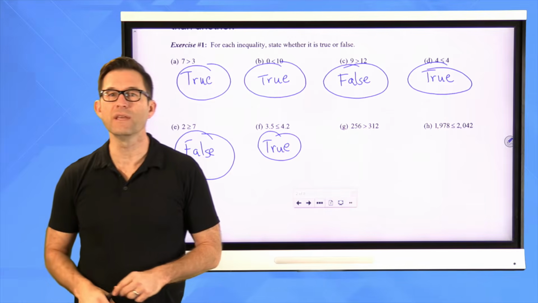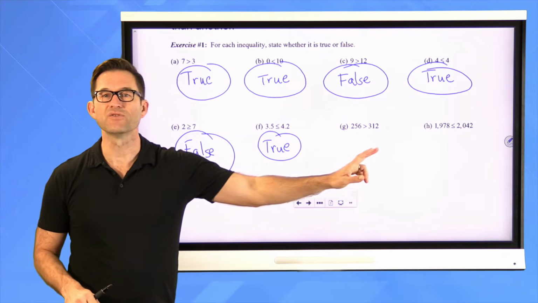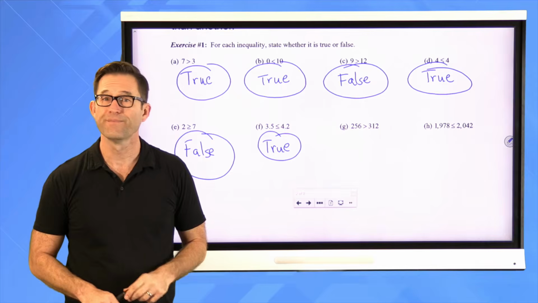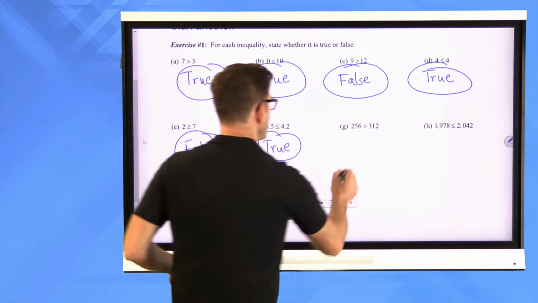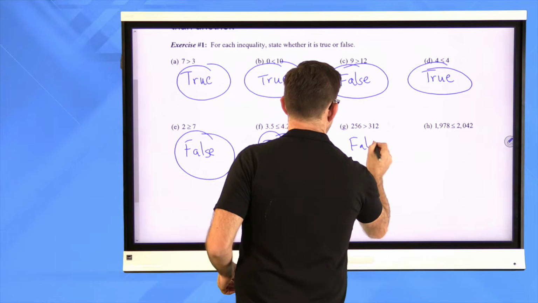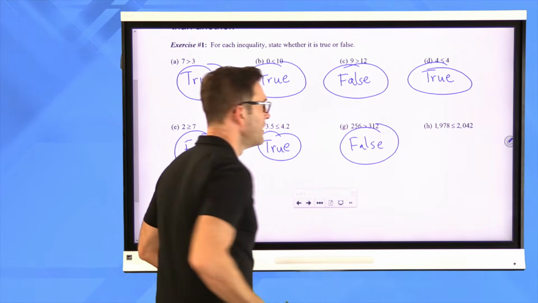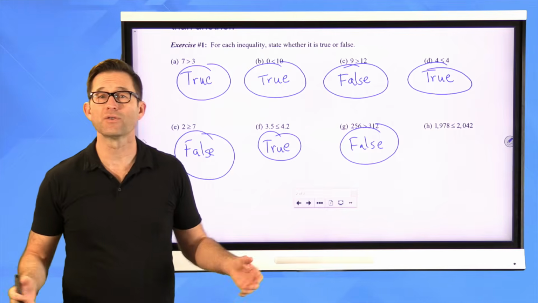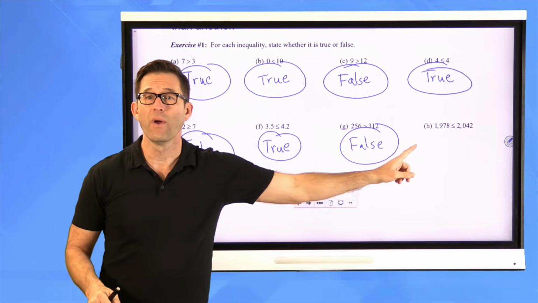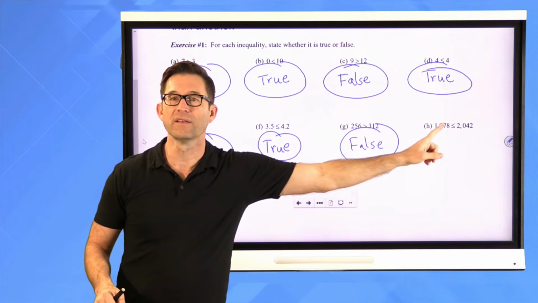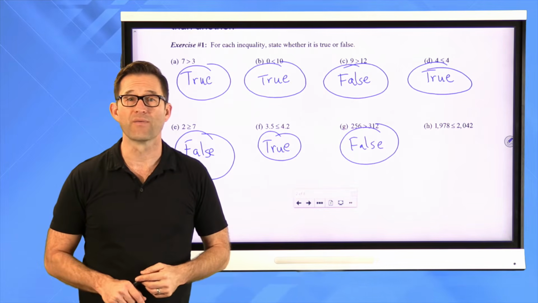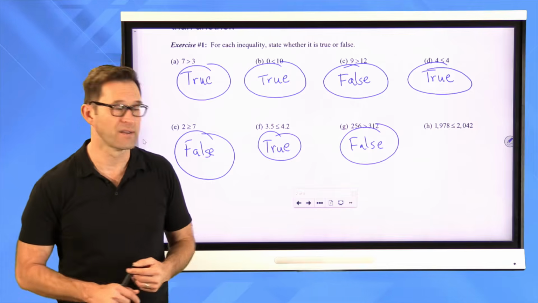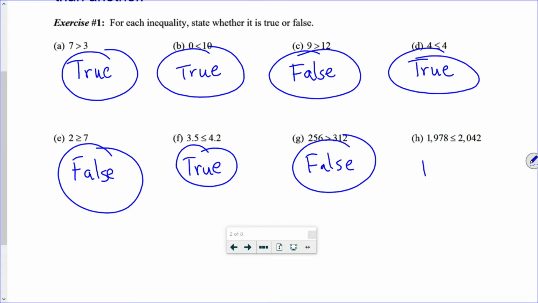All right, letter G, 256 is greater than 312. Well, 256 is not greater than 312, so that's false. And finally, we should be able to deal with larger numbers. 1,978 is less than or equal to 2,042. It's certainly not equal to 2,042, but it is less than 2,042. So that is true.